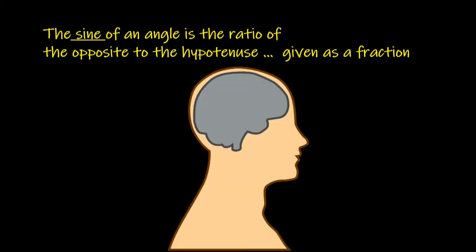Now, you need to memorize that. The sine ratio is the opposite divided by the hypotenuse. Have you got it? Here we are. The opposite divided by the hypotenuse is the sine of that particular angle. And that's called the sine ratio.